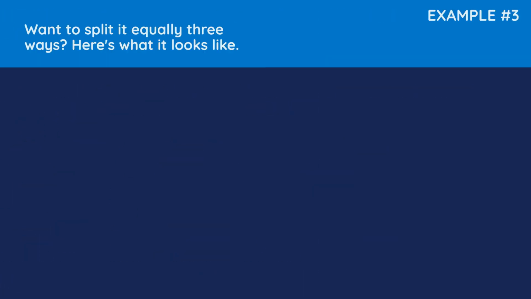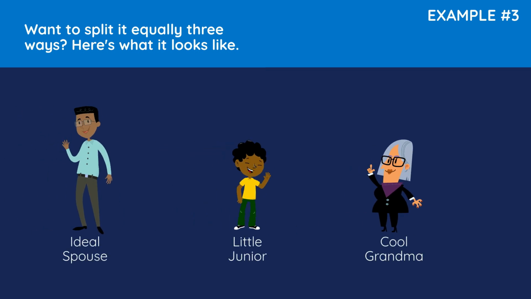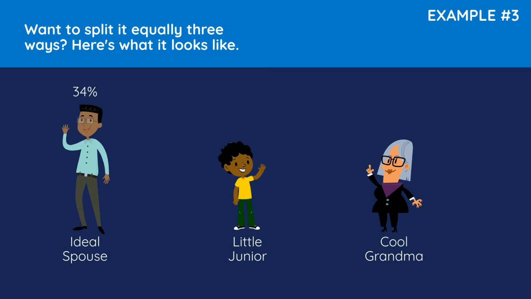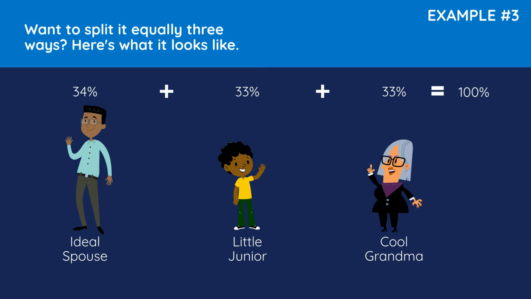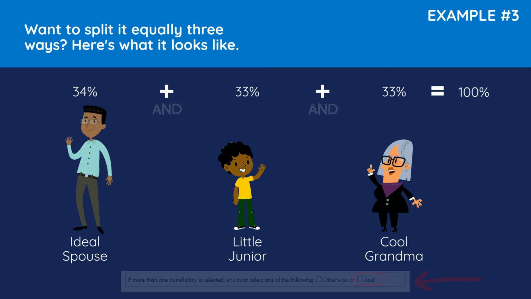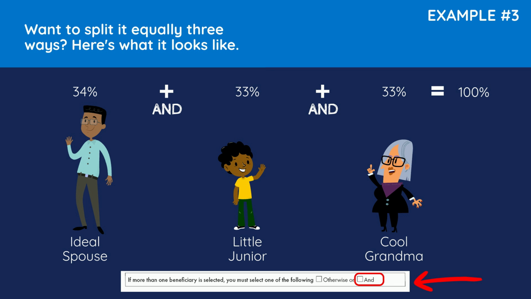What if you want to split it equally 3 ways? Here's what that looks like. One person must get the biggest slice of the pie. Let's give ideal spouse 34%. Both little junior and cool grandma will then get the leftovers with 33% each. In the end, this adds up to 100%. Don't forget to mark off those "and" boxes too.